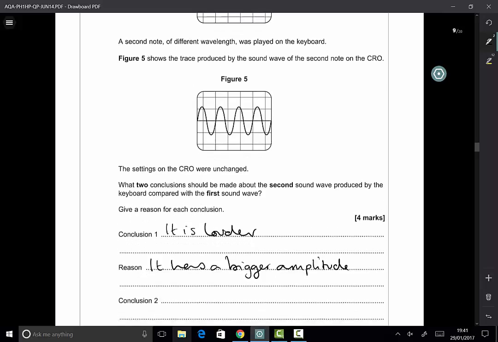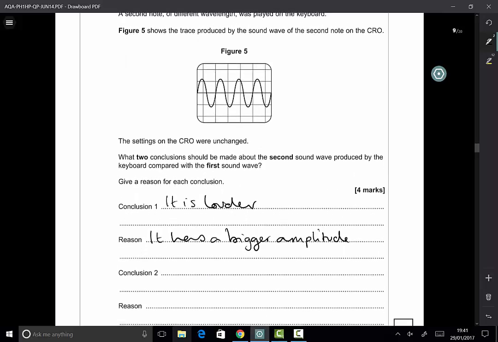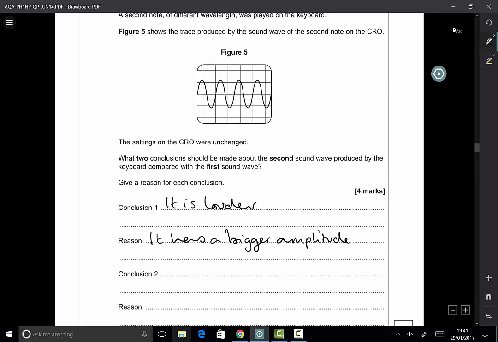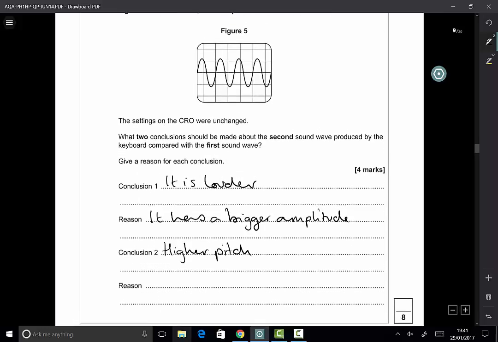Which means the frequency is higher in figure 5. So frequency is higher means it's higher pitched. And I'm going to say that's because it has a shorter wavelength. The waves are closer together in that image.